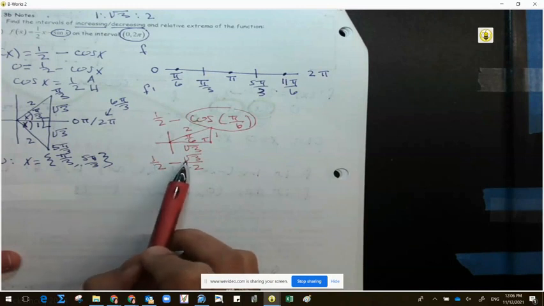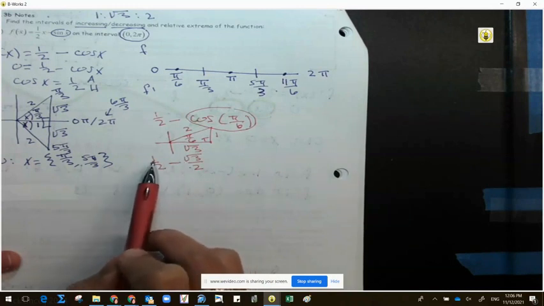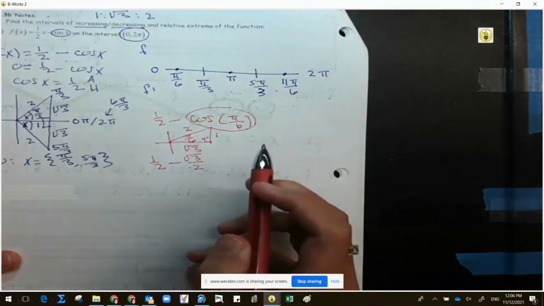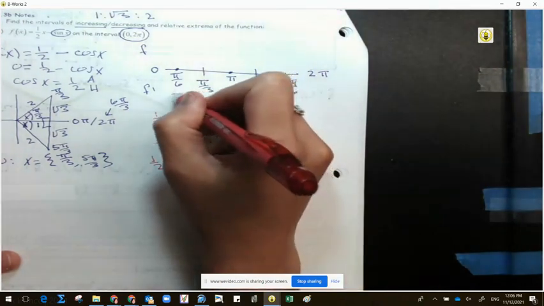Isn't 1 less than radical 3? So if I give you a small number minus a big number, what's my end result? Is it a positive or negative? Negative.